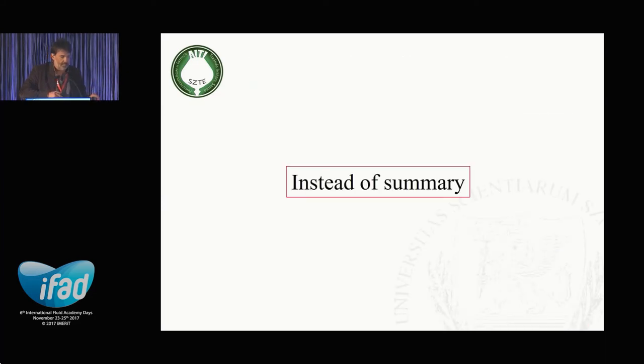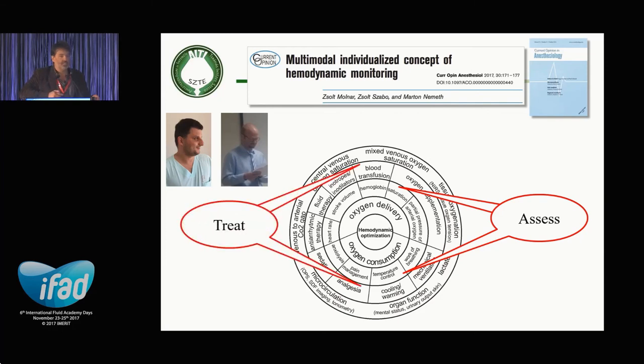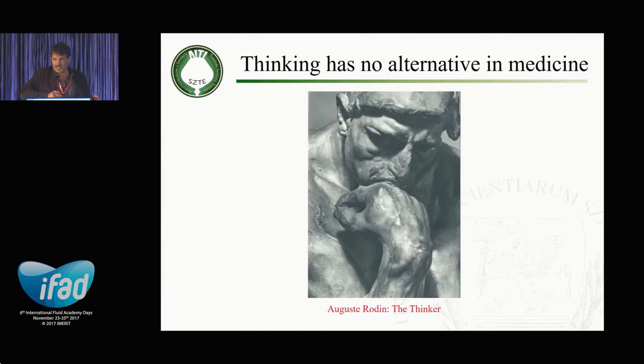As simple as that. So instead of a summary, what we do recommend is multimodal, individualized, monitoring-based therapy in critically ill patients and in high-risk surgical patients. There is no way out. Everything is revolving around oxygen delivery and consumption. These are my co-authors in this current paper. These are the measures you can use to assess microcirculation. This is how you can treat those which are abnormal, and then you have to reassess. It is very complicated, but nobody said life is easy in intensive care, and thinking has no alternative. Thank you.